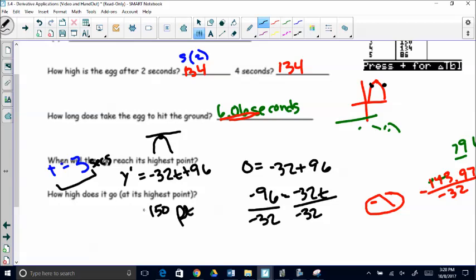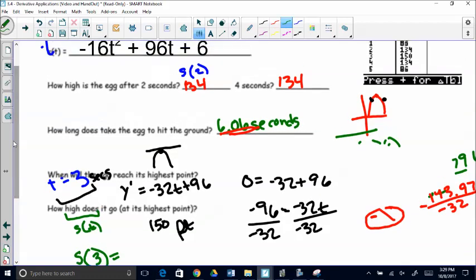But if we don't have the calculator, what function do we need for height? So height is a position, so we're going to have to use the position function. So we had to use the derivative to find the time, and now we'll plug that time into our position function. When we plug 3 into the position function, negative 16 times 3 squared plus 96 times 3 plus 6. Or you can just look at the table. We already know that when it's 3, you get 150 feet.